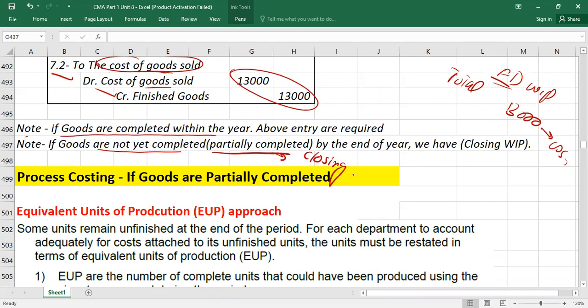This is also called goods in closing work in process. We have still production in the process and the year is ended. At that time, there is a problem: how to get the cost of those goods which are not yet completed, which are still in the production process? For that, we are going to use one approach which is called the equivalent units of production approach. And this is the main thing from where questions will be tested.